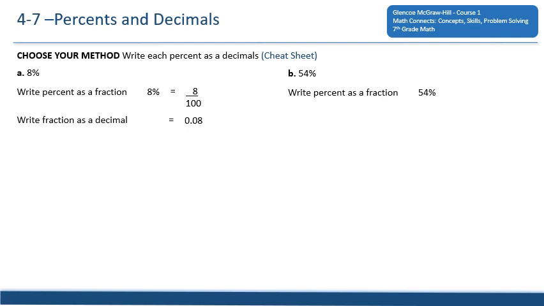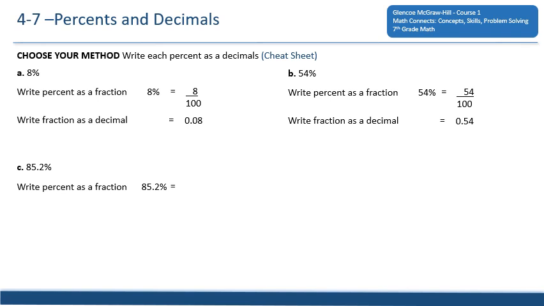So 54%, we'll write the percent as a fraction. 54% equals 54 over 100. And then we'll divide it to get 0.54. Then we have 85.2%, so we'll write that as a fraction. And it's 85.2 over 100. And if we divide that out, we're going to get 0.852.